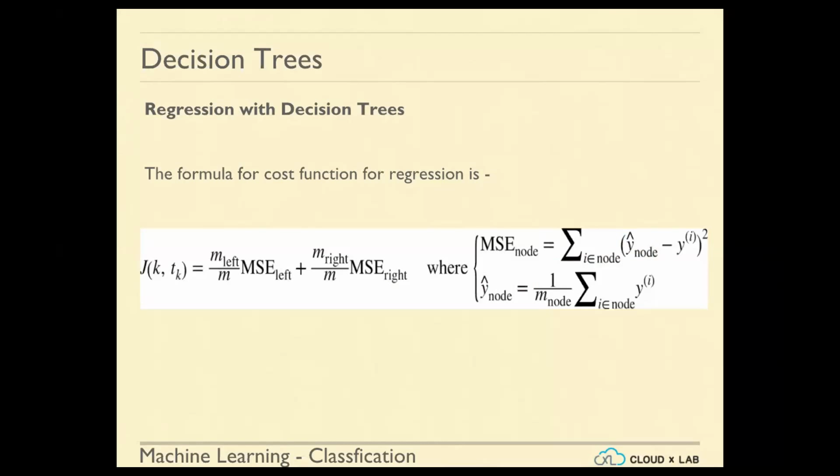Okay, let me try to explain again. What it does is, at every point, it is going to draw a line, and it'll compute the MSE on the left as well as the MSE on the right. How does it compute MSE? First of all, given all the data points, it will compute the average of all the values.